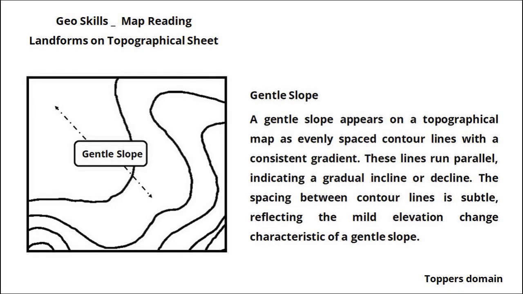Moving on to a more subtle elevation change, we have the gentle slope. A gentle slope appears on a topographical map as evenly spaced contour lines with a consistent gradient. These lines run parallel, indicating a gradual incline or decline. The spacing between contour lines is subtle, reflecting the mild elevation change characteristic of a gentle slope.